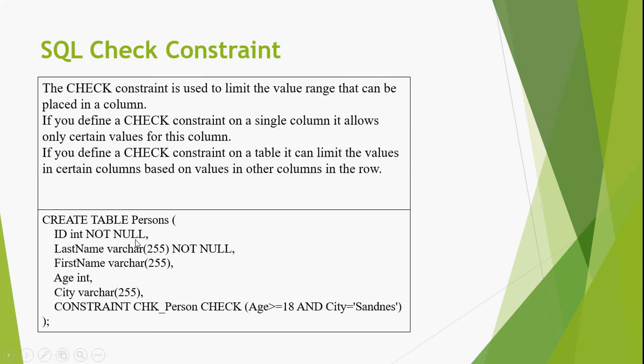Create table person ID. So what will the check constraint perform? The check constraint is used to limit the value range that can be placed in a column. If you define a check constraint on a single column, it allows only certain values for this column. If you define a check constraint on a table, it can limit the values in certain columns based on the values in the other columns in the row.